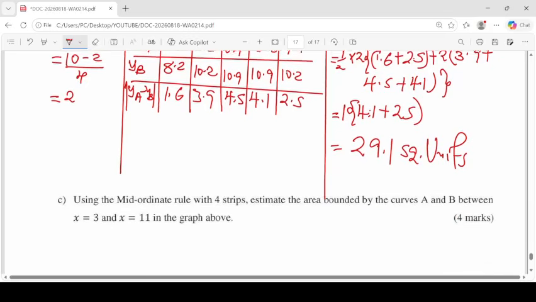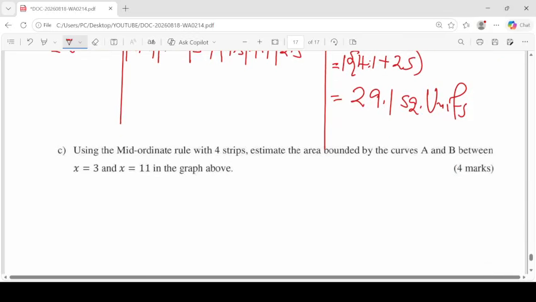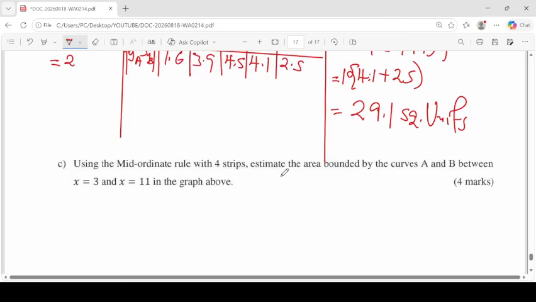Let's use now the mid-ordinate rule with 4 strips to estimate the area bounded by the curves A and B between x is equals to 3 to x is equals to 11. Here now they have extended x from 3 to 11. First of all, I'm going to get my h. My h is given by xn, which is 11, minus x naught, which is 3, divided by the number of strips 4. So 11 minus 3 is 8, divided by 4. So our h value here is 2.